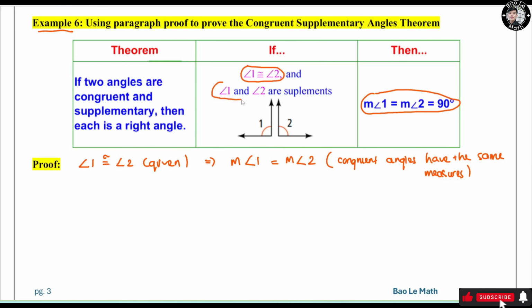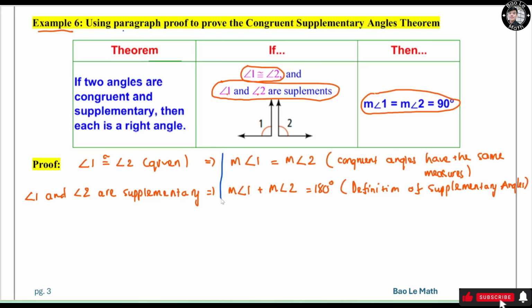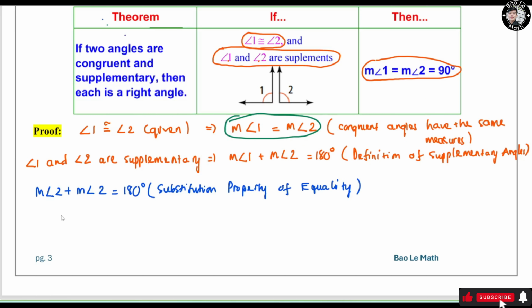Now, angle 1 and angle 2 are supplementary. Then the measure of angle 1 plus the measure of angle 2 equals 180 degrees, by the definition of supplementary angles. Now, from these two statements, I will substitute the measure of angle 2 for the measure of angle 1 into this one. Now if we add, it's going to be 2 times the measure of angle 2 equals 180 degrees.